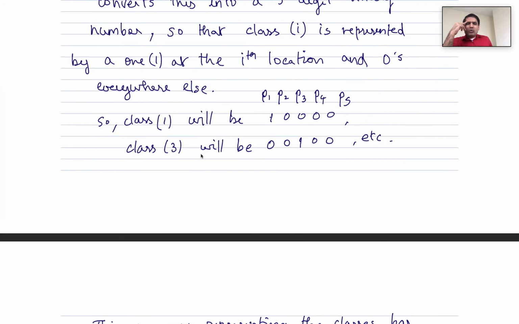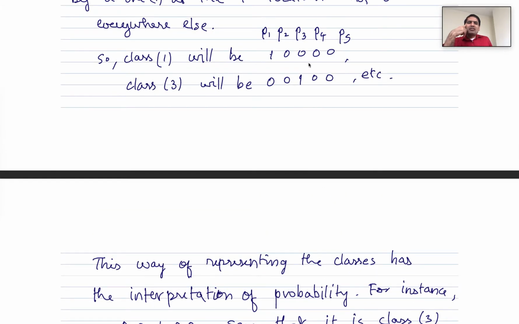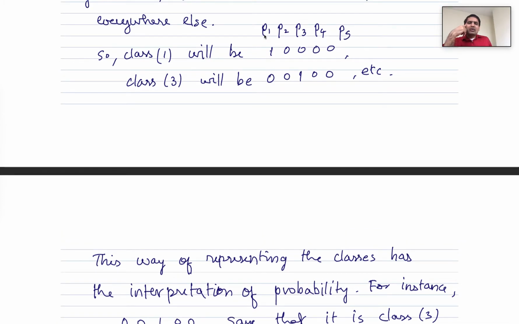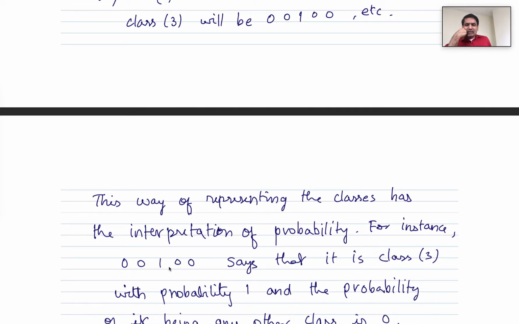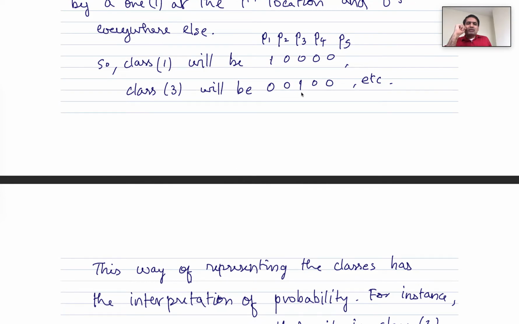Now, why are we converting these nice integers into these much longer binary vectors or binary numbers? It's because this way of representing the class actually has the interpretation of probability. So if you say the first digit is P1, the next digit is P2, etc., and the ith digit is Pi, then a number like this basically says that the probability P3 that it belongs to class 3 is 1, and the probability that it belongs to class 1 is 0, class 2 is 0, class 4 is 0, class 5 is 0. In other words, that's what this vector represents.